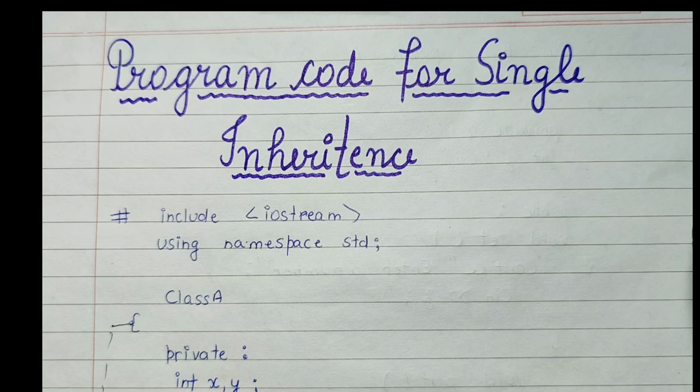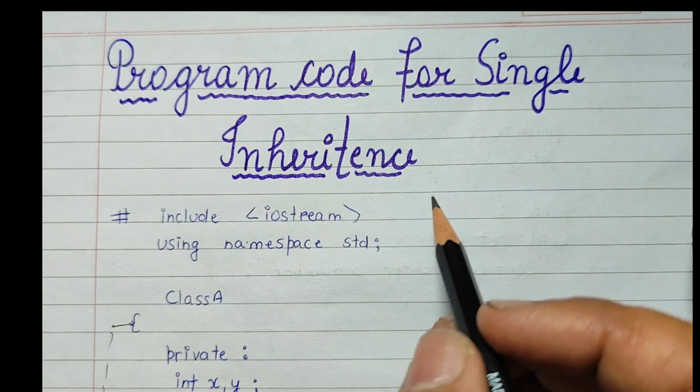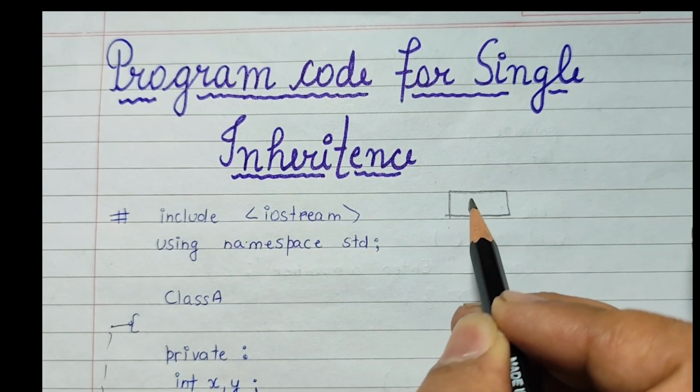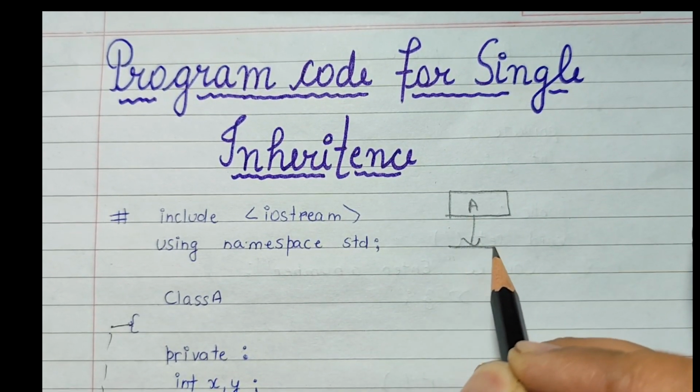In today's session, I will discuss how to implement single inheritance. In the previous video, we discussed all different forms of inheritance, and now we discuss how to implement the code for single inheritance. Now in single inheritance, we have one base class and one derived class.